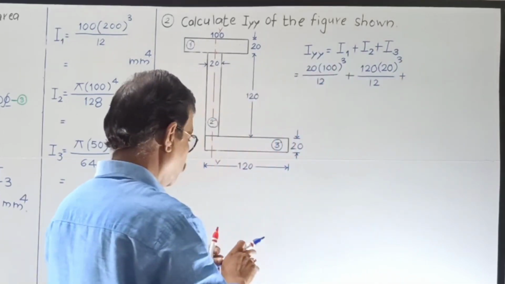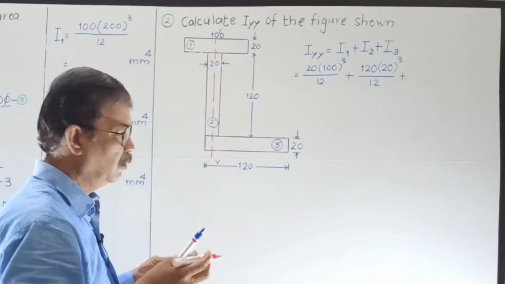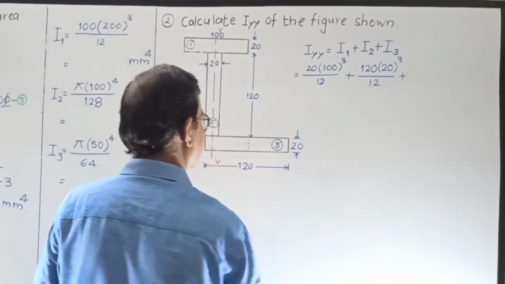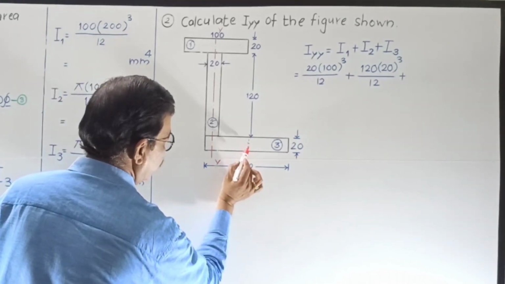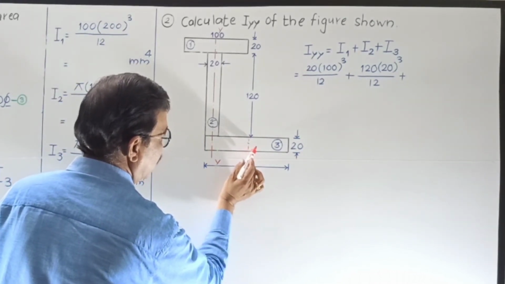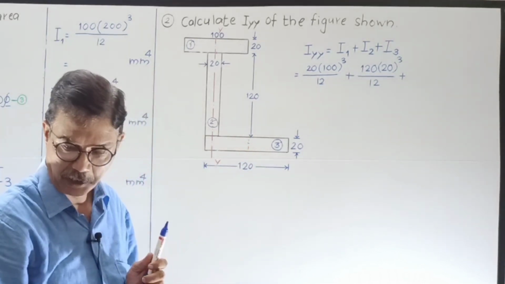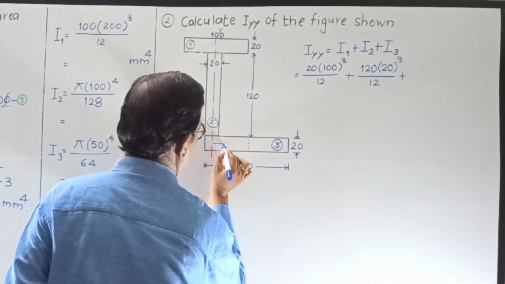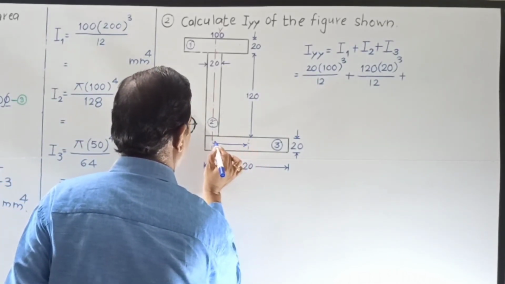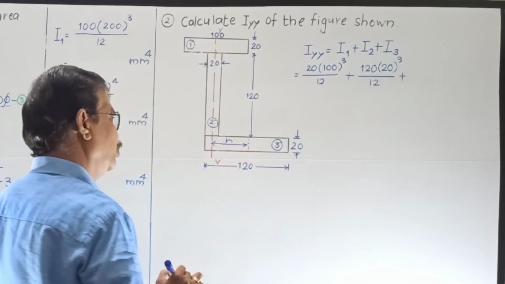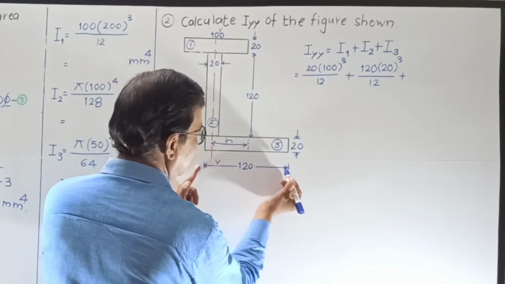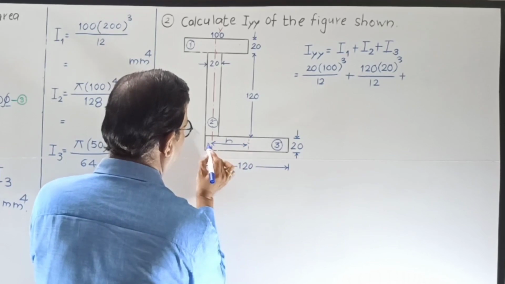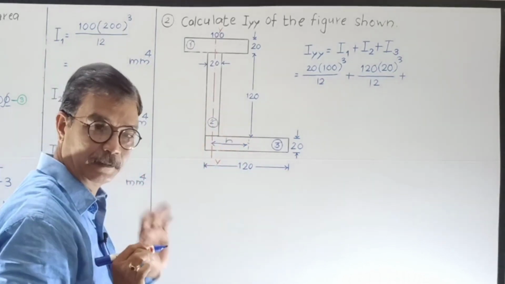Plus, now for I3 this is important. For the third rectangle this is the YY axis. Therefore you will have to shift I_YY of this rectangle from here to here. That means the value of H will be this much. Now what will be this value of H? As this is 120, this will be 120 by 2, that is 60, minus half of 20, that is 10.